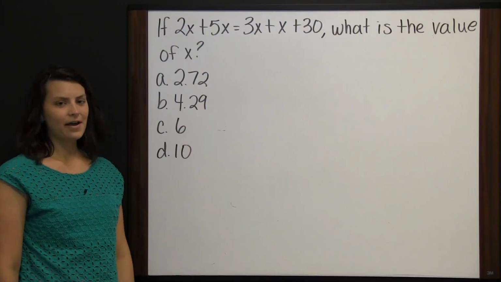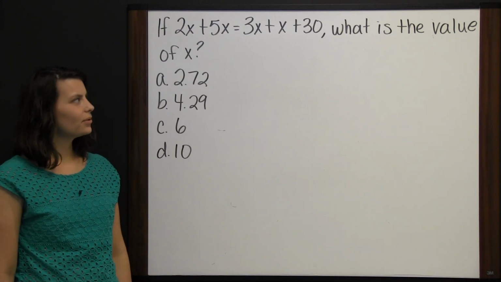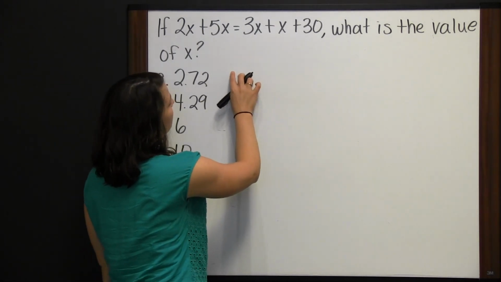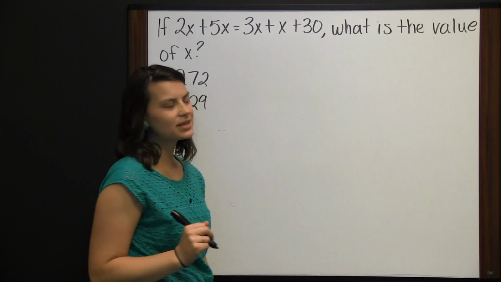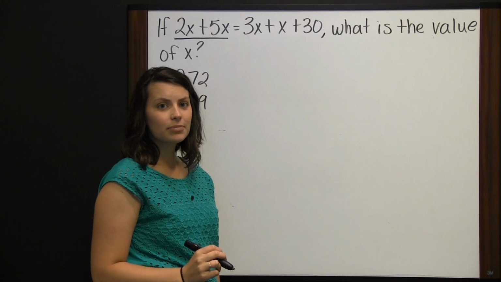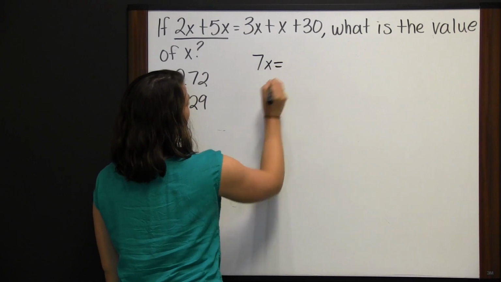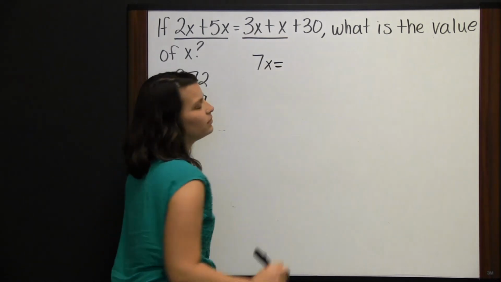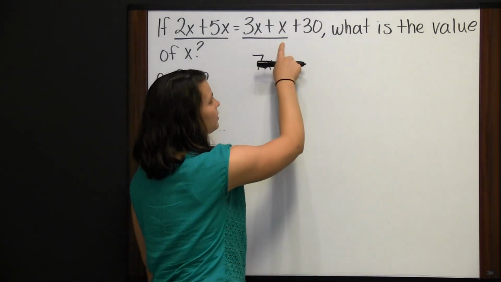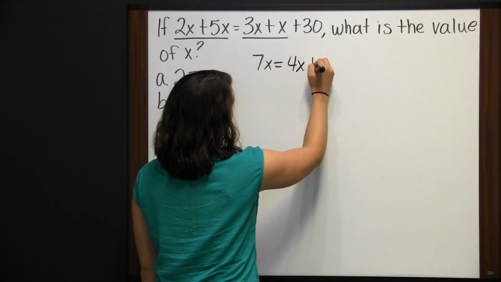If 2x plus 5x equals 3x plus x plus 30, what is the value of x? So first I'm going to combine like terms on both sides of the equal sign. On the left side, I can combine 2x plus 5x to give me 7x. Bring down this equal sign, and on the right side, we can combine 3x plus x. So 3x plus another x gives us 4x. And then bring down the plus 30.